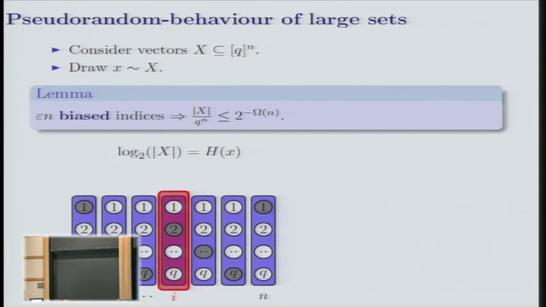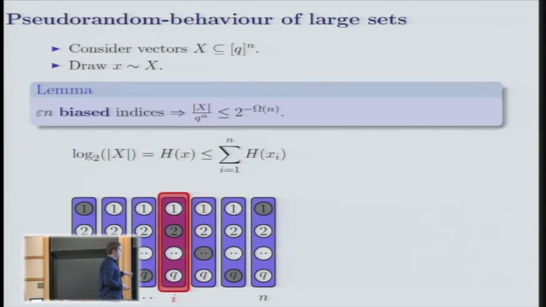Okay. Now, what is the entropy of that random variable? Well, it's just the size of the set where you're picking the guy from. Sorry, it's the logarithm of the size. Okay. Now, well, it's the entropy of a random variable, so you can write it by summing over the entropy of the different coordinates of the random variable.